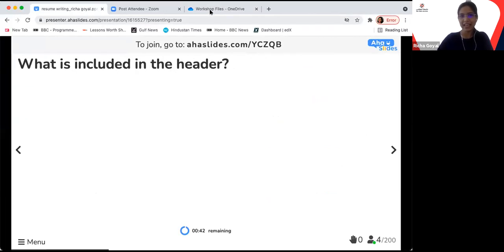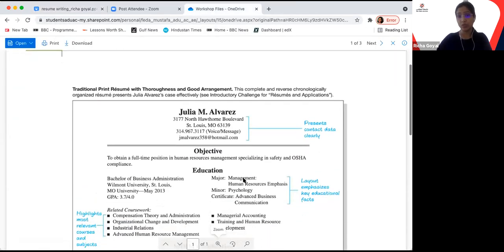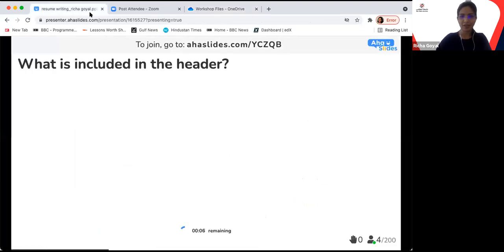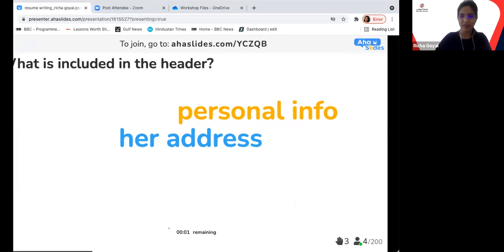Now, this is the header. As you can see, what is included in the header? Can you tell me? I want your response here in AHA slides. Please look at the header and tell me what it includes. What should go in the header of a resume? Anyone? Okay, 6 seconds remaining. Personal information, her address, very good.